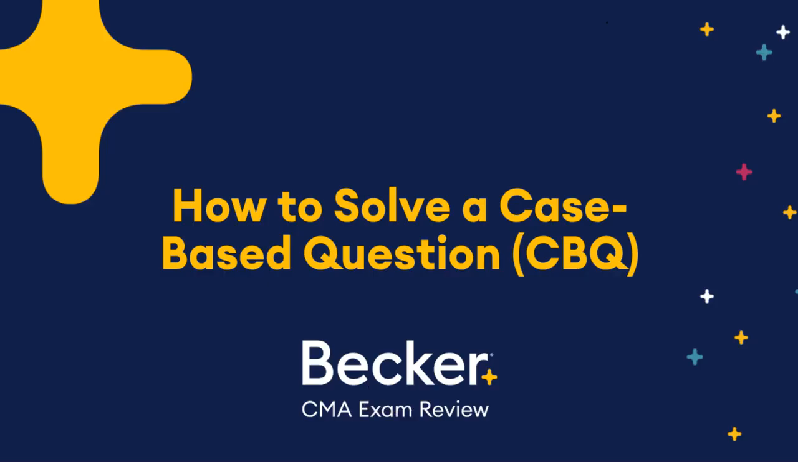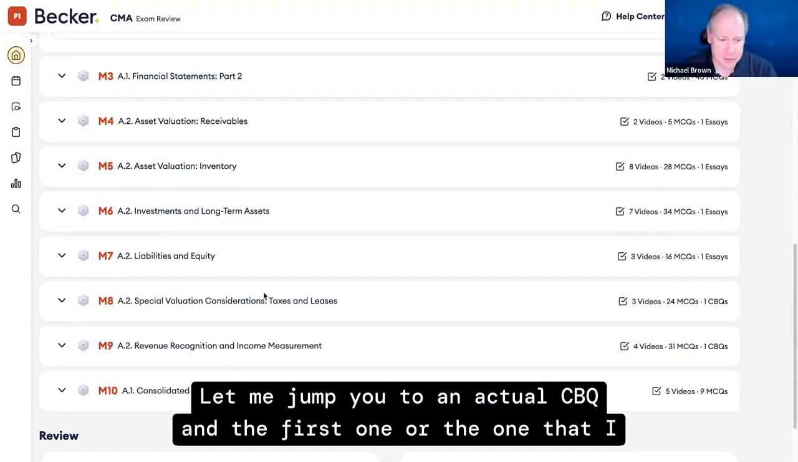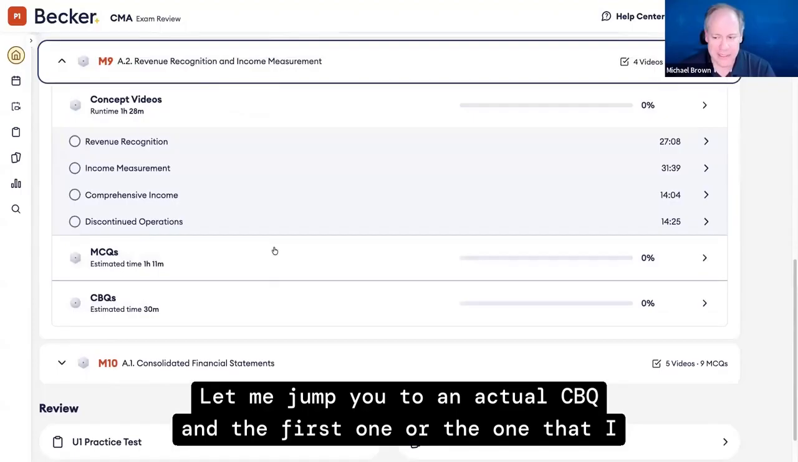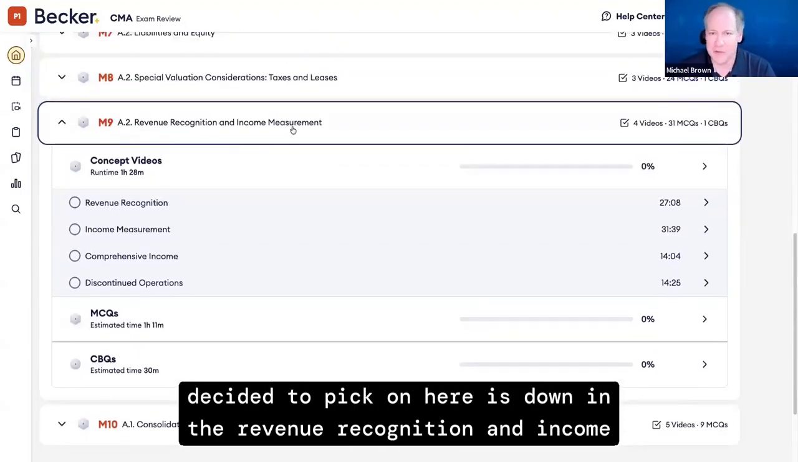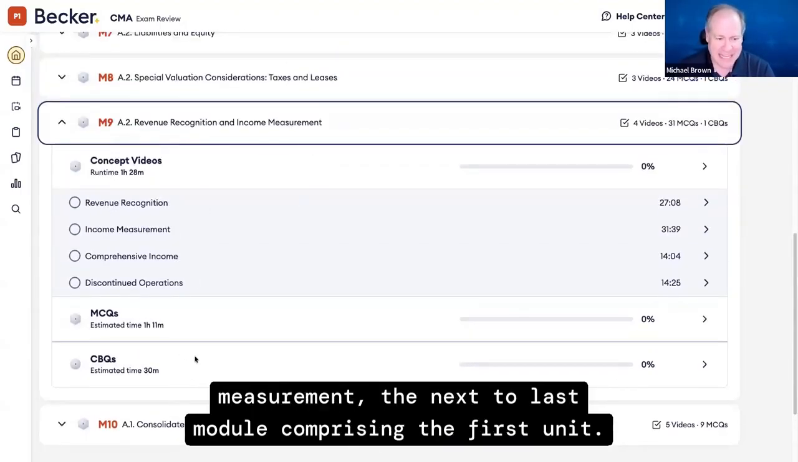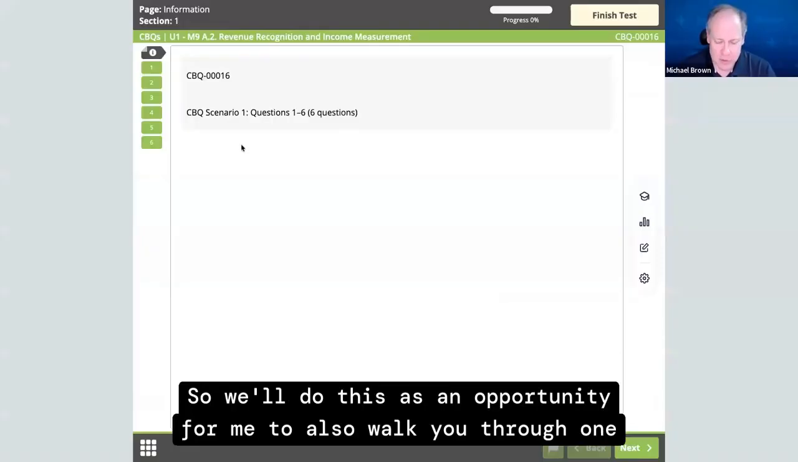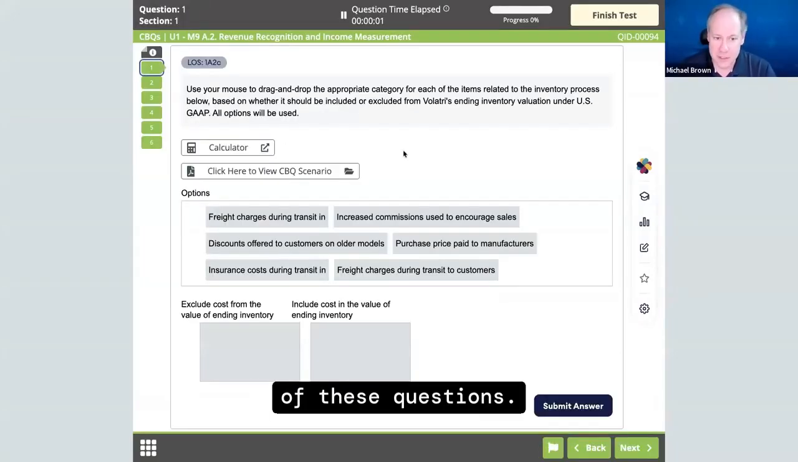Now, let me jump you to an actual CBQ. The first one, or the one that I decided to pick on here, is down in the revenue recognition and income measurement, the next to last module comprising the first unit. So let's take a look-see. We'll do this as an opportunity for me to also walk you through one of these questions.